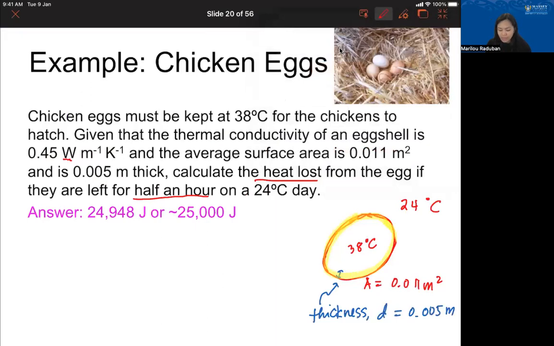Yeah, and the egg is left for half an hour. So we have there the time, half an hour or 30 minutes. We have to work in seconds. So 30 minutes is 1,800 seconds. 1 hour, or 60 minutes, is 3,600 seconds. Okay, you have thermal conductivity K, small k, is 0.45 watts per meter per Kelvin.